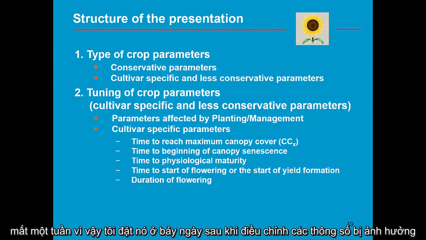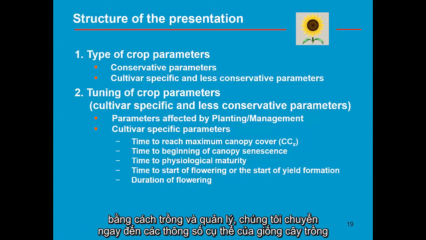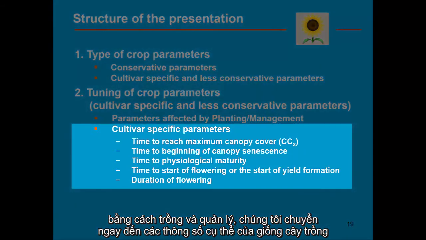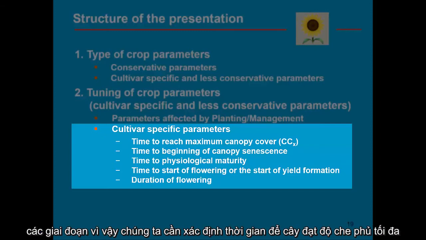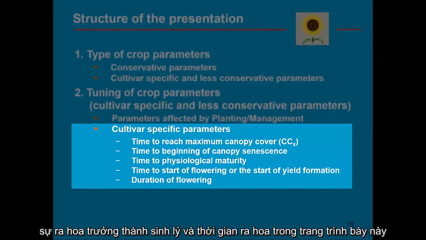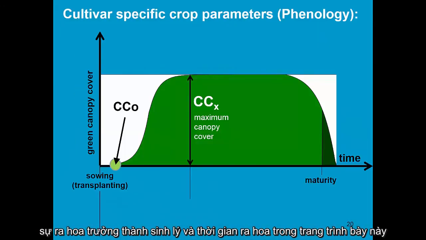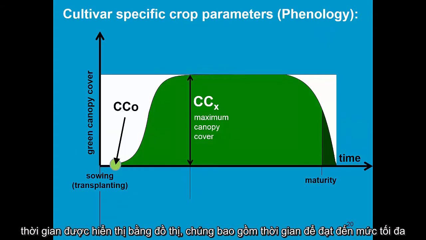After tuning of the parameters affected by planting and management, we move now to the cultivar specific parameters. Many of the differences among crop cultivars are related to the timing of development stages. So we need to specify the time to reach the maximum canopy cover, senescence, physiological maturity, flowering, and the duration of flowering. In this slide, the times are graphically displayed.